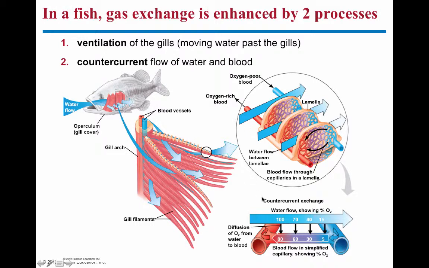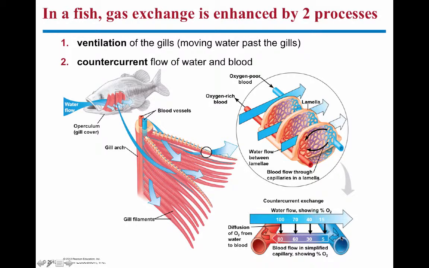So what this is really looking at is that the water going in through the mouth and out through the gills flows, if we look at this bottom right picture, from the left to the right. The blood coming from the body across the gills is actually going to be flowing from the right to the left. And what does that do? That allows for the most oxygen to get from the water into the blood.